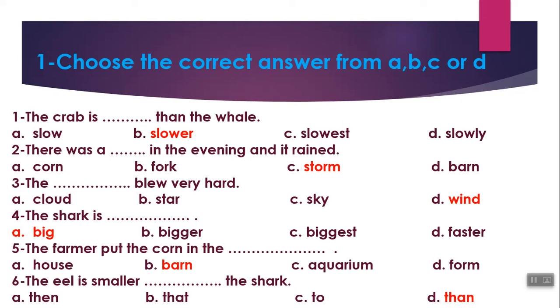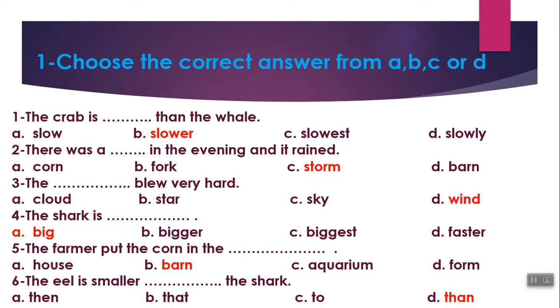Number 2, there was a blank in the evening and it rained. There was a storm in the evening and it rained. Okay, number 3, the blank blew very hard. Cloud, star, sky, wind. Because we have the verb blew, that means we must choose the word wind. The shark is blank, here I'm just describing the shark without comparing it to anything, so I'm gonna say the shark is big. Number 5, the farmer put the corn in the blank.